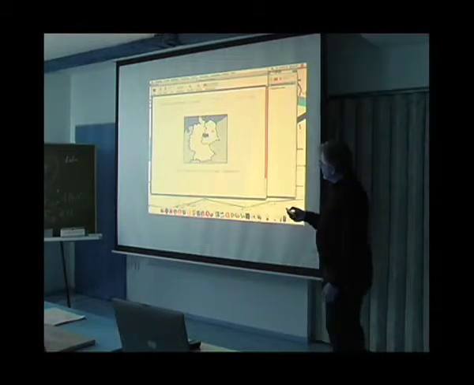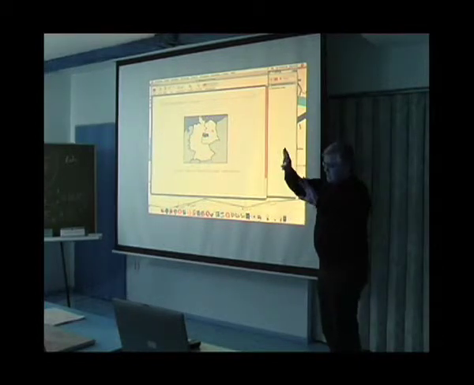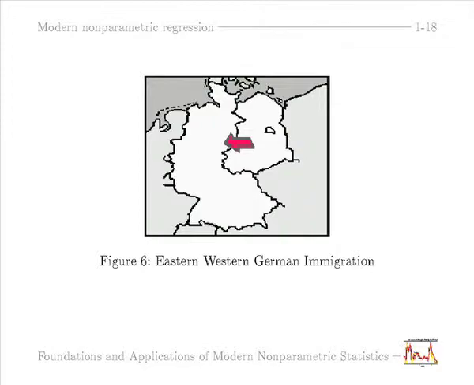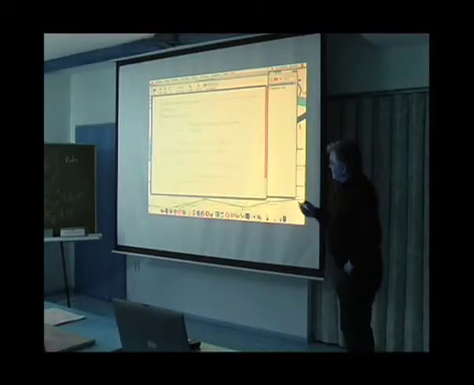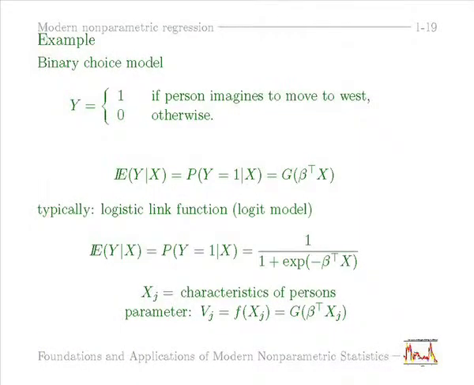It's about East-West migration. In the beginning of the 90s, unification was there. People went from Eastern Germany to West Germany, and we wanted to model their likeliness to move to the West. The variable that was recorded in the SOEP dataset, the socio-economic panel, was that y is equal to 1 if a person moves to the West or imagines to move to the West, and 0 otherwise.